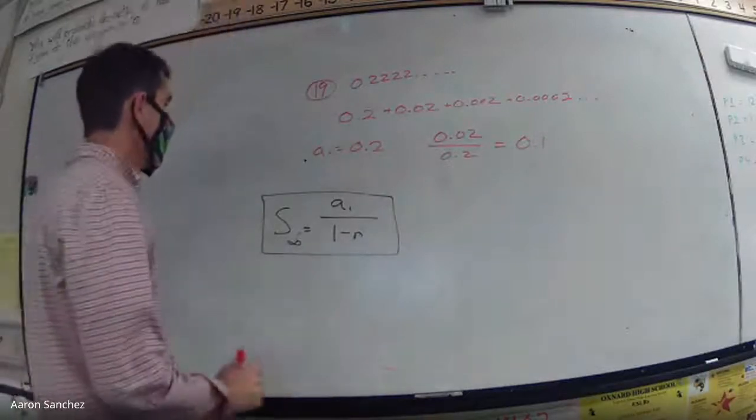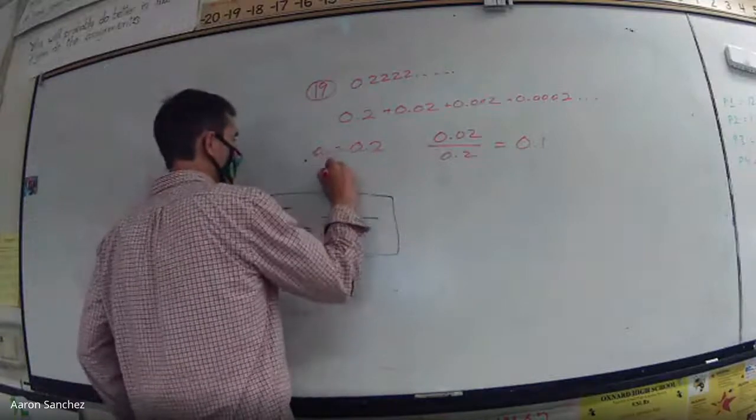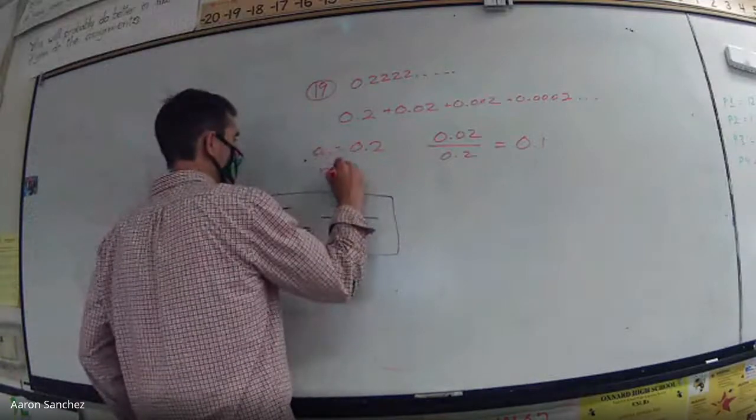Okay, so now I have my common ratio of 0.1, and so we can go ahead and figure out what this is as a fraction. What's my first term? 0.2 divided by 1 minus 0.1. 0.2. 1 minus 0.1 is 0.9, or 2 ninths. You divide 2 divided by 9 on your calculator. Try it, 2 divided by 9.